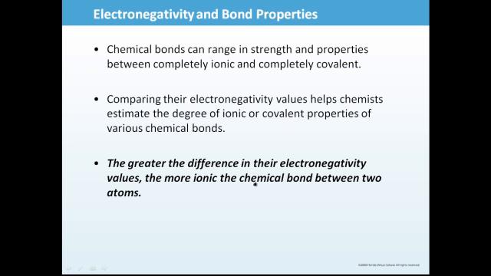Generally speaking, the greater the difference in electronegativity values, the more ionic the chemical bond is going to be. Basically, we take the two elements involved in the bond, look at their electronegativity values, and determine the difference. And of course, you know from math, the difference means we just subtract those two numbers. The bigger that number, the more ionic it is. The smaller the number, the more covalent it is. Simple as that.